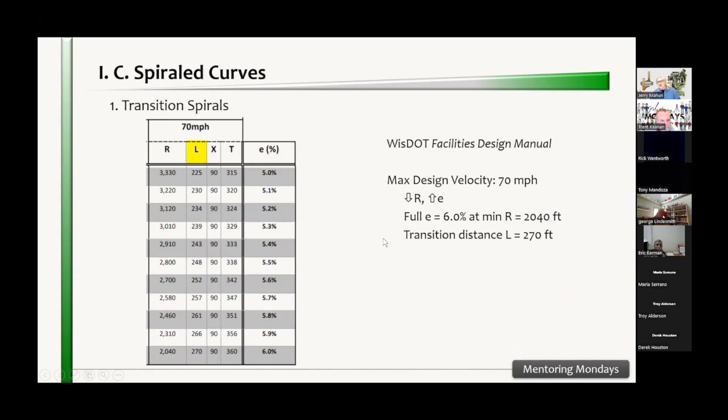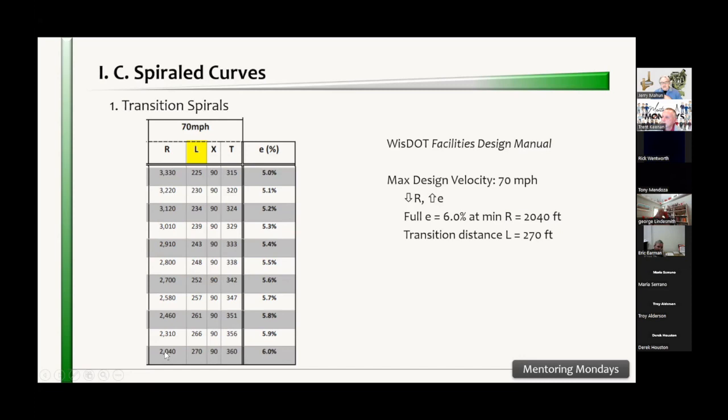How short? Well, this is from the Wisconsin Department of Transportation Facilities Design Manual that all the engineering firms use for route design. And most DOTs have these kinds of standards. This is for a maximum super elevation rate of 6%. Okay, so the sharpest curve could be at a 6% super elevation rate.